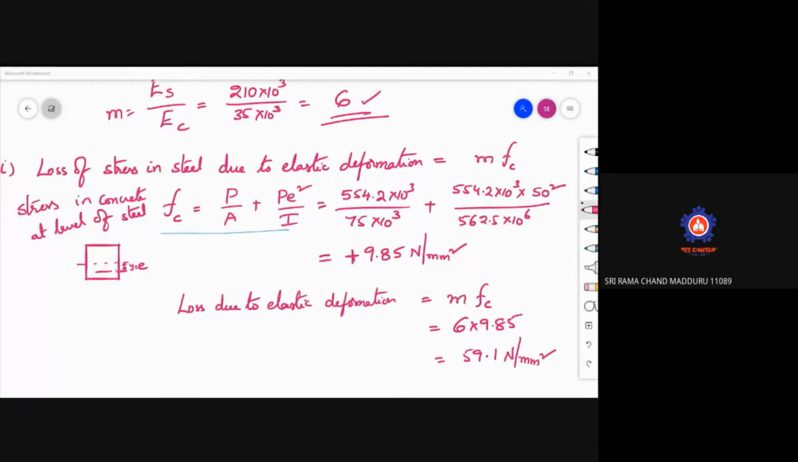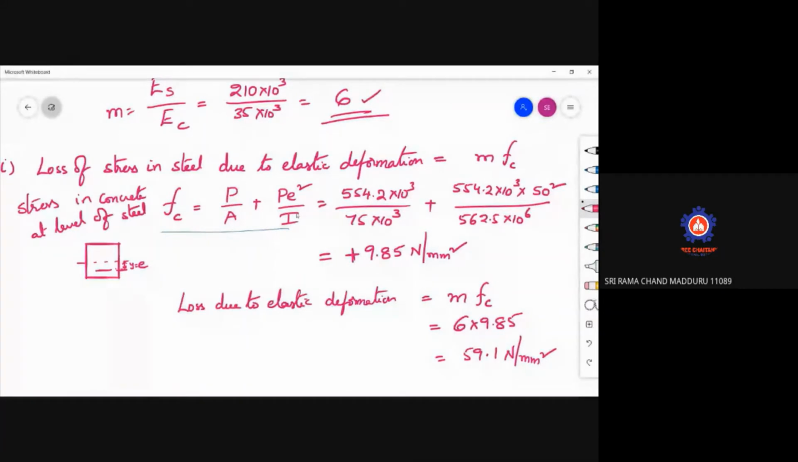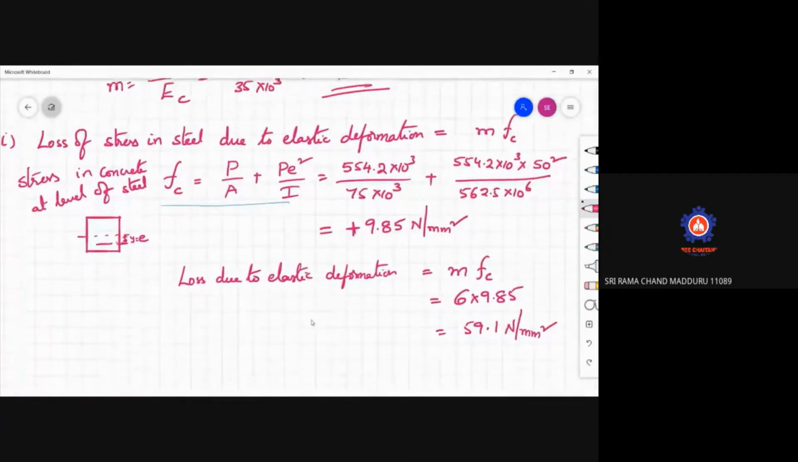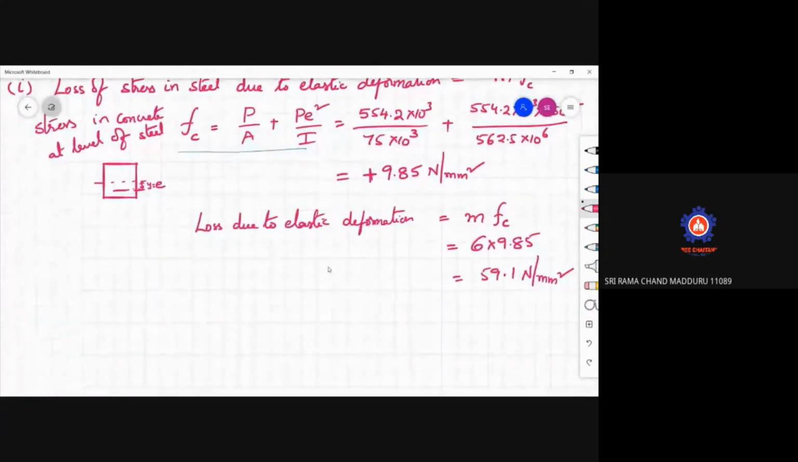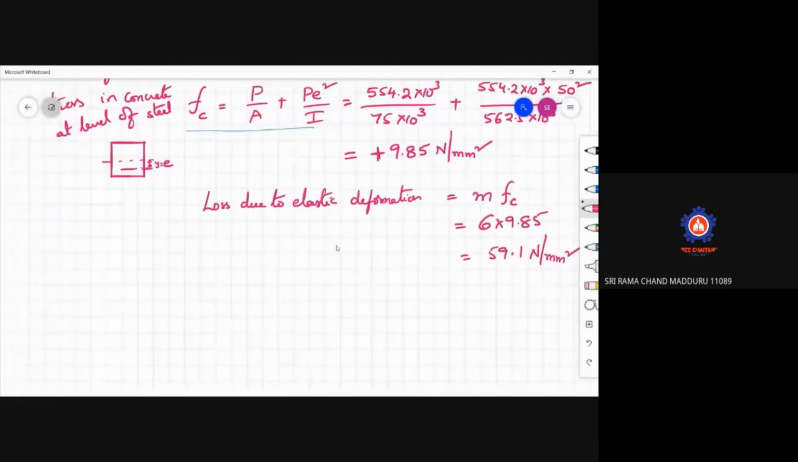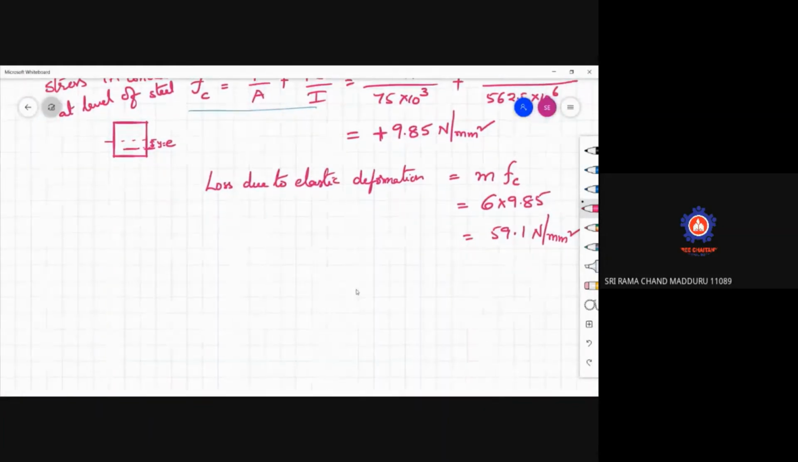Okay. So have you completed this? What is that value? Is it okay? Loss of stress is calculated. Now we have to calculate the next step, loss of stress in steel due to shrinkage in concrete. So loss of stress due to elastic deformation is calculated.